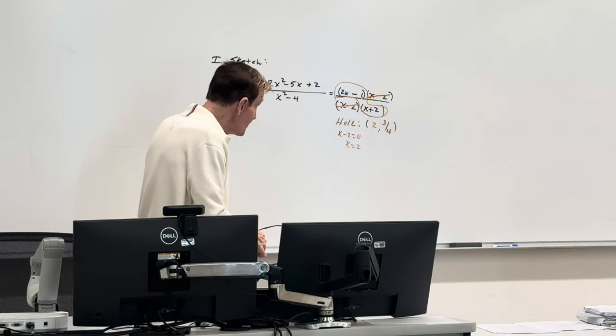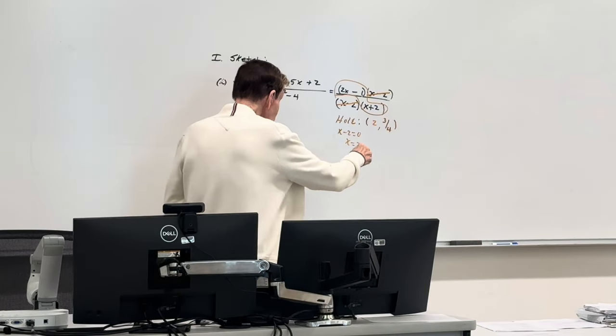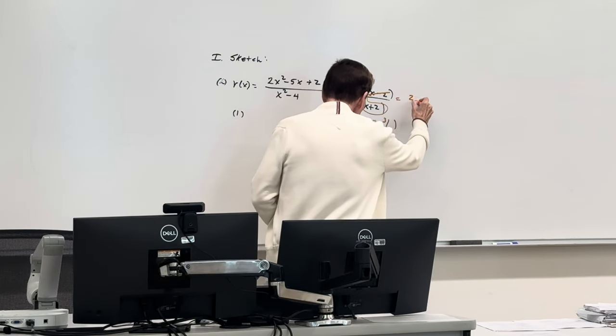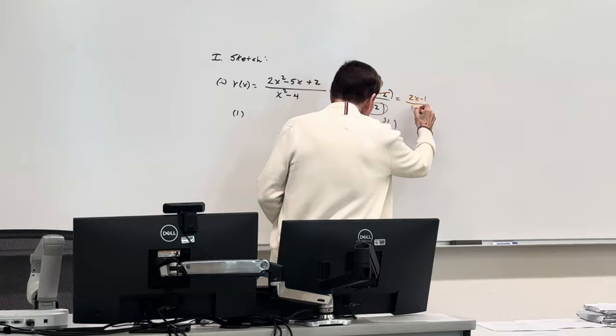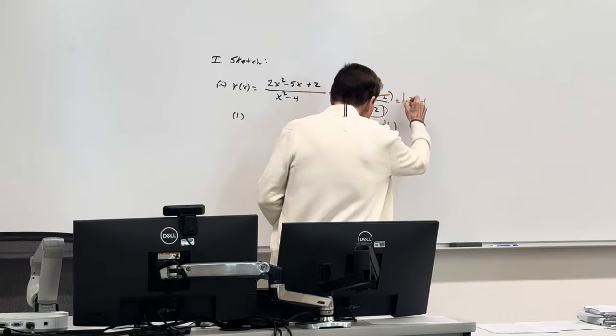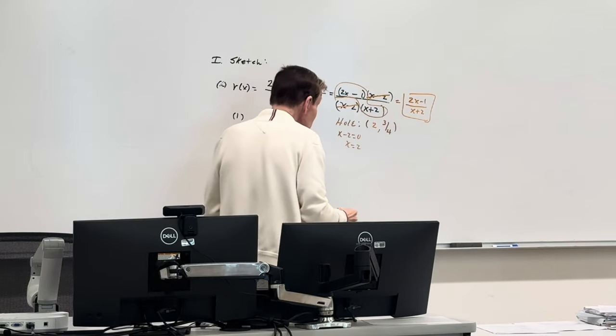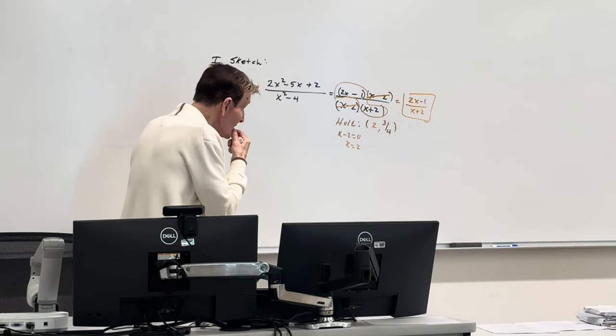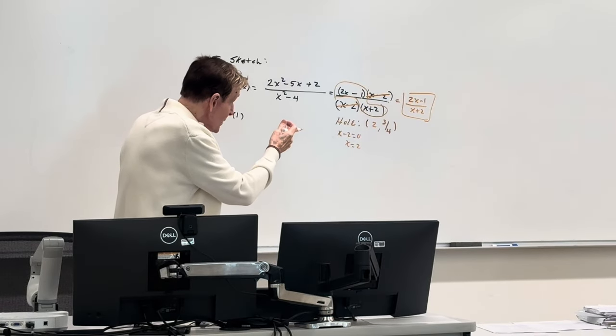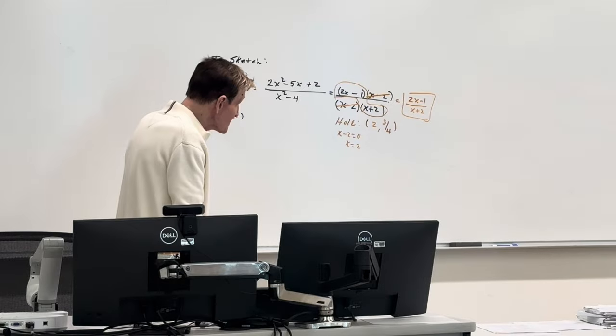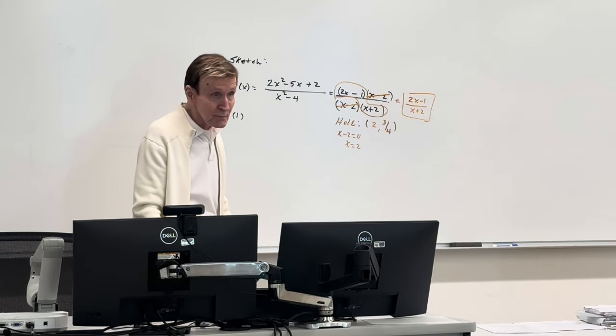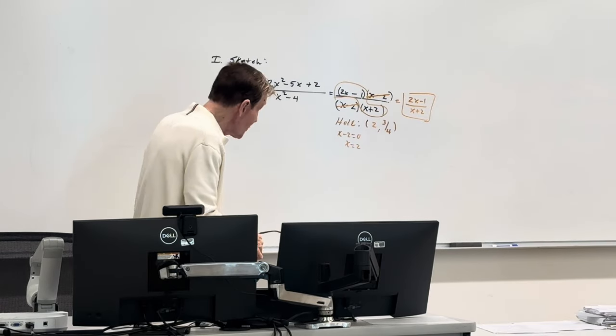Sorry, what do you plug in for the hole? You plug in the factor that you canceled, into the simplified version, which looks like this. I went back to that simplified version in the orange and replaced x by 2. We got 3/4. Okay, that's the location of the hole.